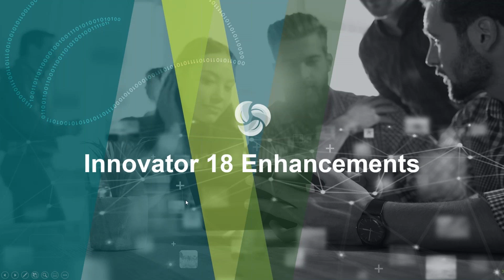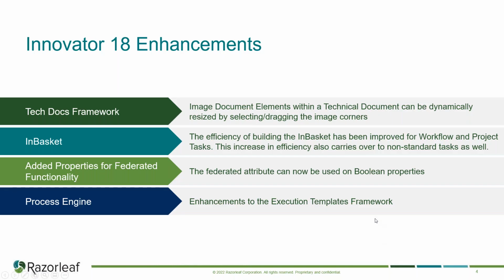Today we're going to kick it off with some of Innovator 18's most significant enhancements. So let's get straight to it. We've been talking a lot about the TechDocs framework for the last couple of releases, and there's some more pretty simple stuff that they've been adding, especially for this release. They're adding the ability to modify the size of image elements just by selecting and dragging the image corners, essentially making the TechDocs framework a little more text editor-like, more like Microsoft Word, and making it easier to use. We can expect more of these ease of use updates as we go down the line with these releases.